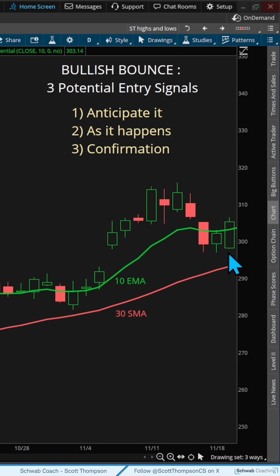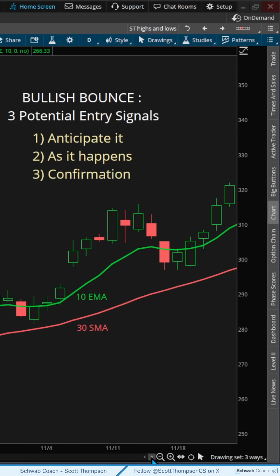Those more conservative traders might look at this and say, well, I'm going to wait for confirmation. Toward the end of the day, if it's still trading above the high of the low day, then I would look to get in after maybe 30 minutes left in the market day just to confirm that close. So those are the 3 different ways to trade the bullish bounce. Of course, you hope the stock continues to go up like this one did.